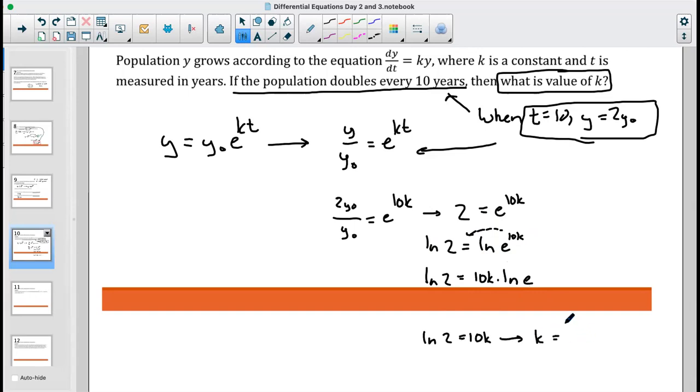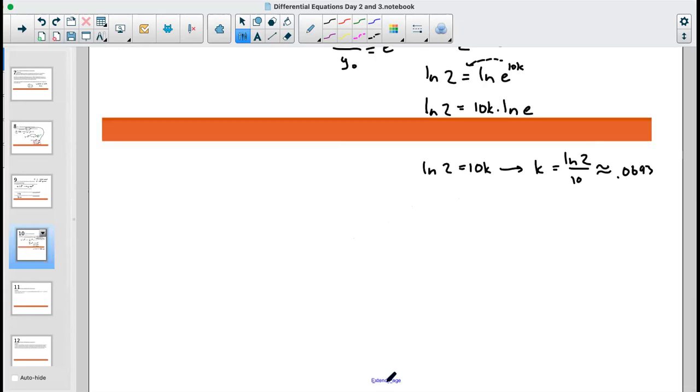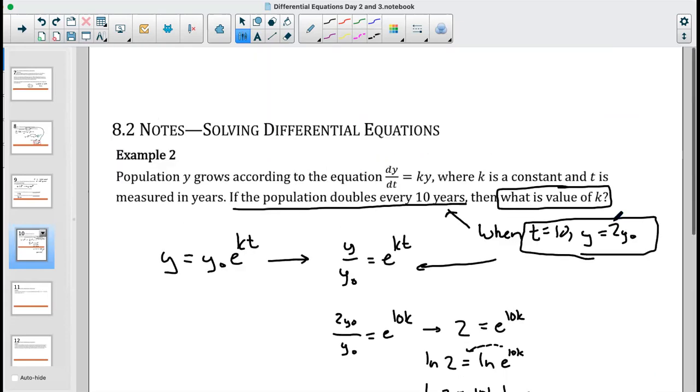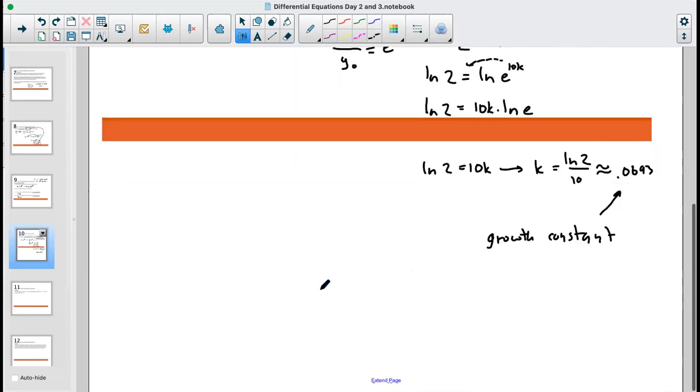Which means k is equal to natural log of 2 divided by 10, which is approximately, this is where you use the calculator. I mean, log 2 over 10 is an exact answer, but just for giggles, it's 0.0693-ish. So there you found this k, which would be called the growth constant or the decay constant, depending on whether it's growing or decaying. In this case, it's positive. So every 10 years it doubles, so the population is getting bigger.